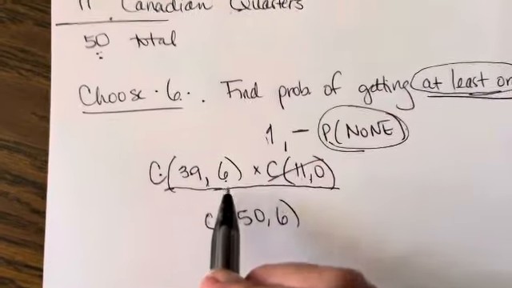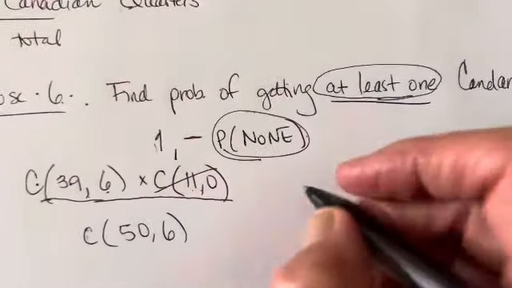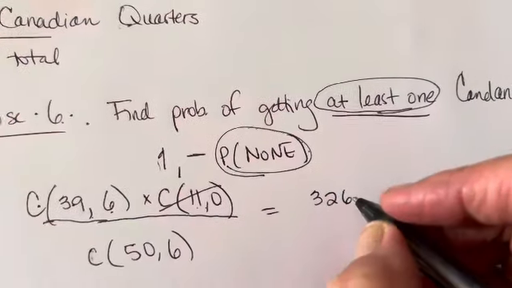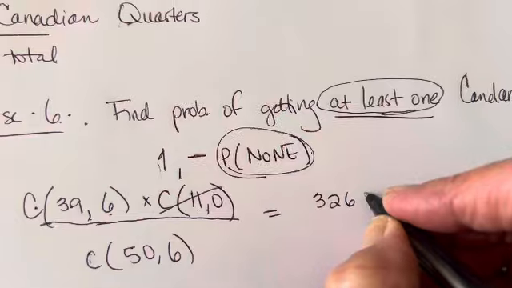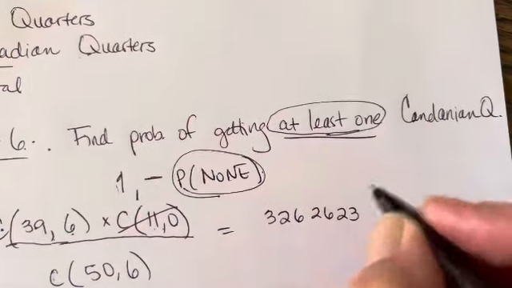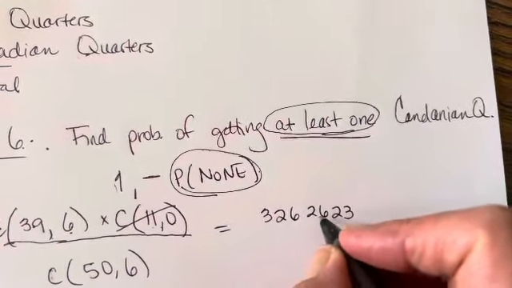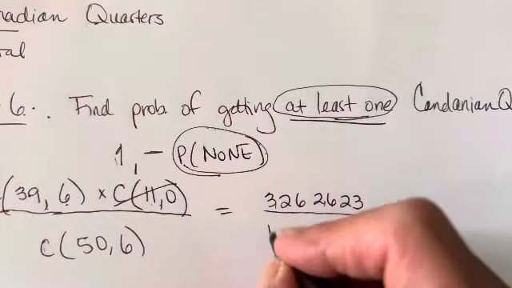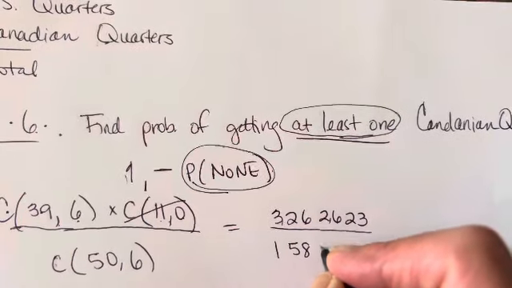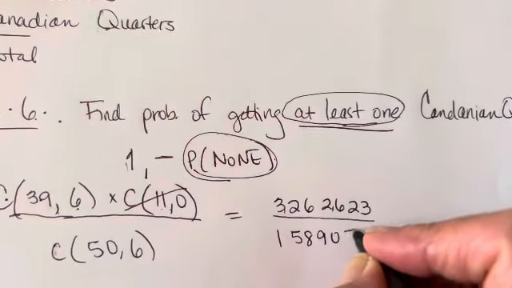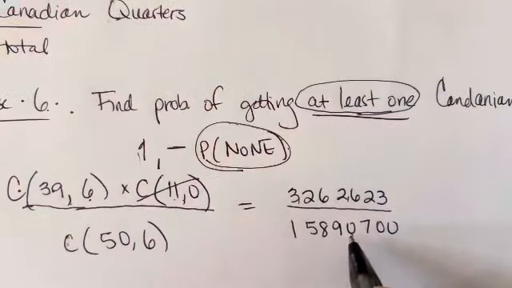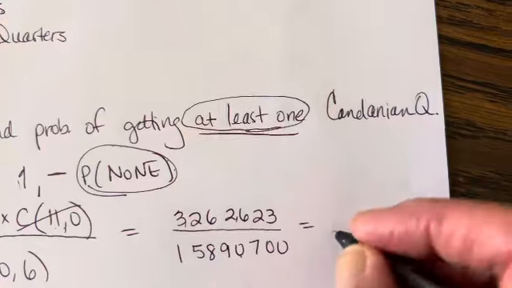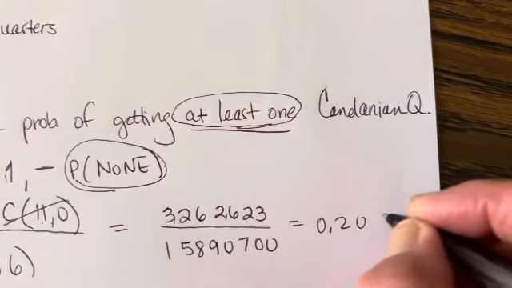If you put this in your calculator, you should get a number I'm not even gonna try to read. See if you get this in your calculator: 2623, what is that, 3 million? Who cares? You get that number. And then you're gonna divide it by 15,890,700. I had already done these before I started my video, so I didn't take up your time. Crunch that in, and you get this lovely decimal.